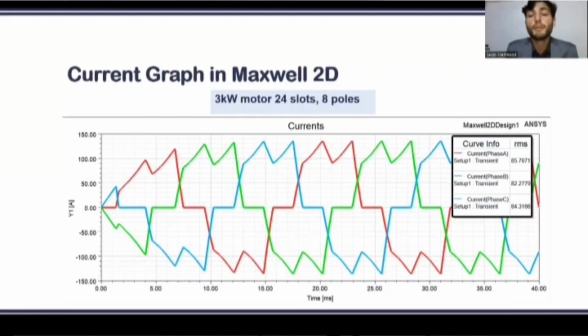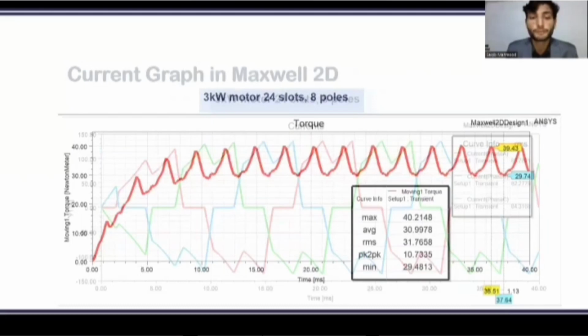By simulating this model in Maxwell 2D, it gave us that it draws 85 ampere of RMS current, which is a pretty high value. And from this graph, we can see that the waveform of the current is trapezoidal. And from the literature review we have also studied, we have come to know that the back EMF and the current drawn by the BLDC motor are actually trapezoidal. So the simulation confirms that.